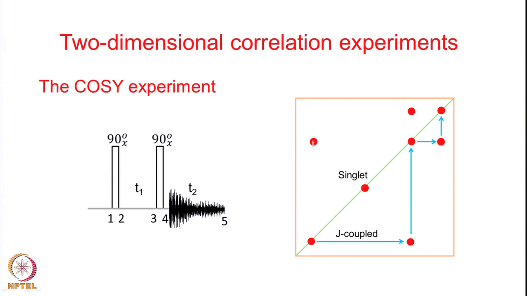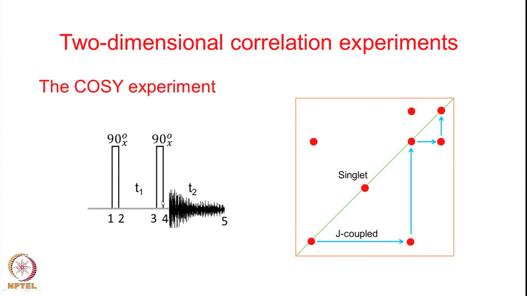If you have a molecule with a network such that this spin is coupled to this spin, it will produce a cross peak here, and if this spin is coupled to this spin, it will produce a cross peak here, and this will appear symmetrically. And if there are singlets, which are not coupled to anybody, they lie as singlets on the diagonal.